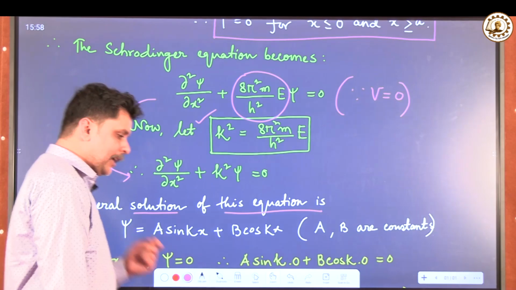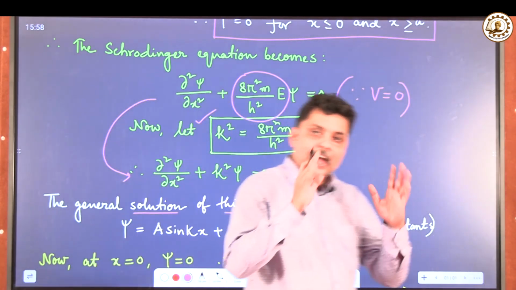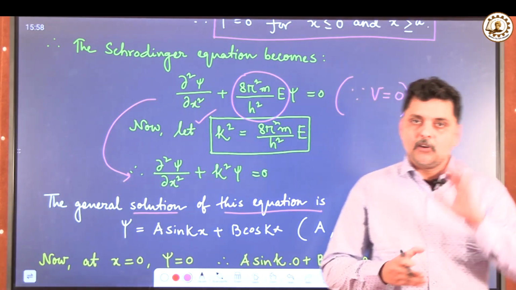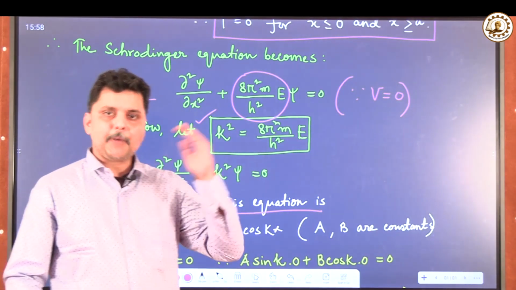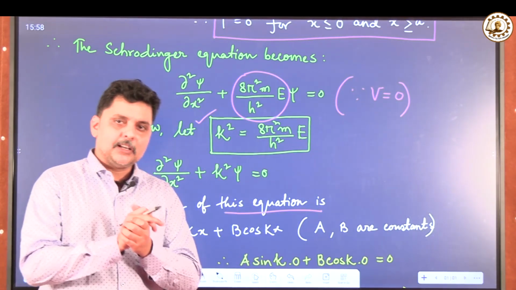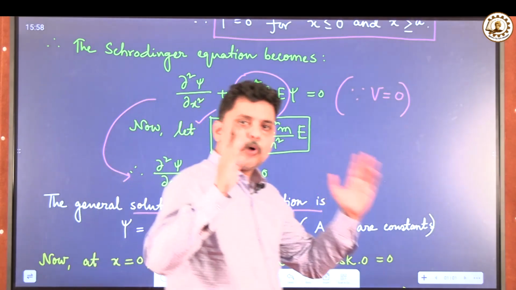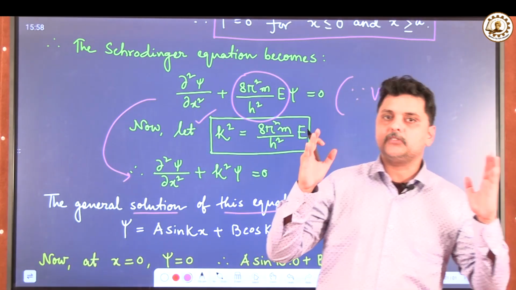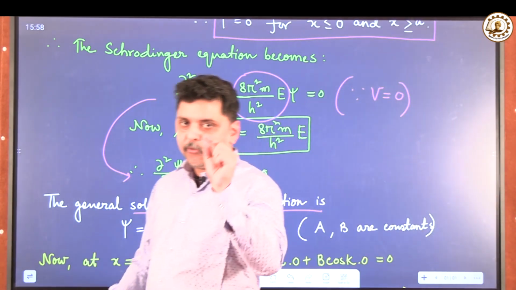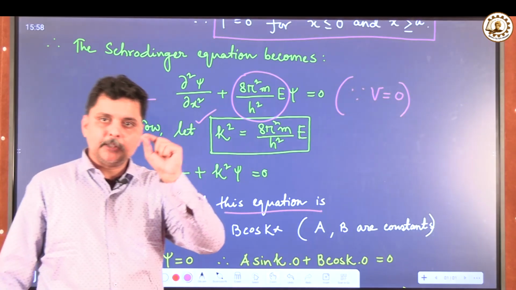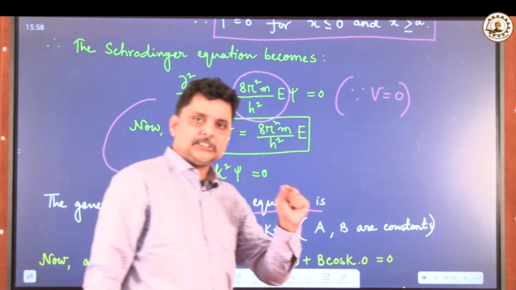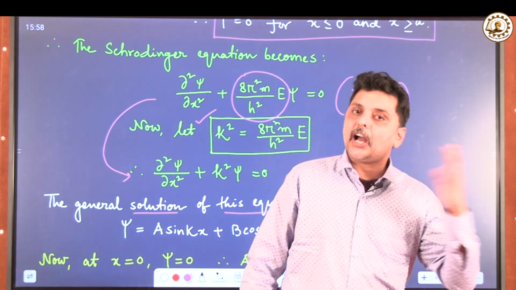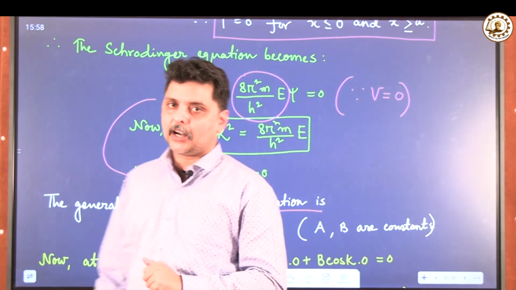Now we need to find out the values of these constants a and b. For this purpose, we use the boundary conditions. What was the boundary condition? We try to remember: outside the box, the wave function of the particle is 0. So if we consider x equal to 0, psi is equal to 0, and if we consider x equal to a, again psi equal to 0. This was the boundary condition.